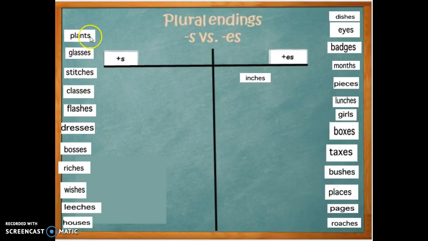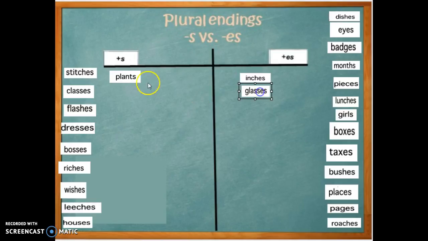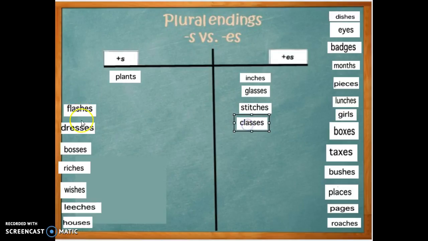Then I'm going to go to my next one, plants. Okay, it ends in an S, so I move and drag it to the S column. And I keep doing this. Glasses. All right, that's ES, goes to the ES column. Stitches. Found that ES. I know it matches this ES, so again, just sorting. Classes, ES again, moving it over. Flashes, ES again, lots of ES words, moving it over.